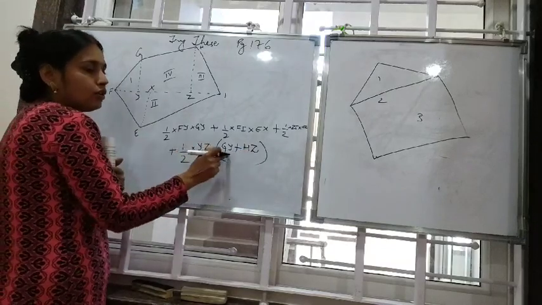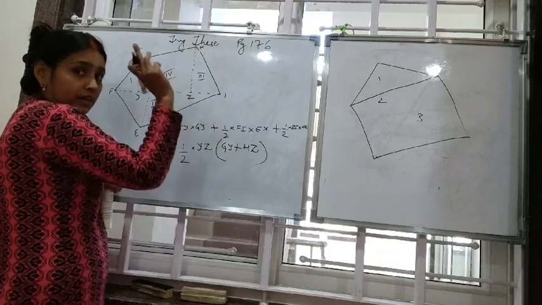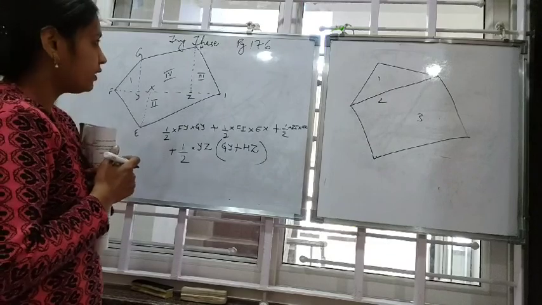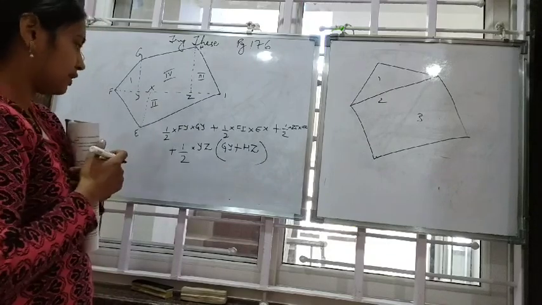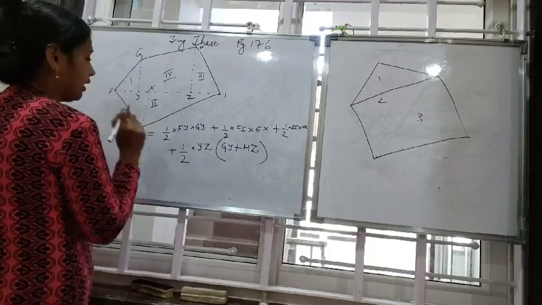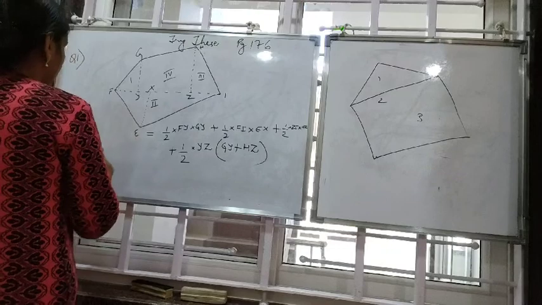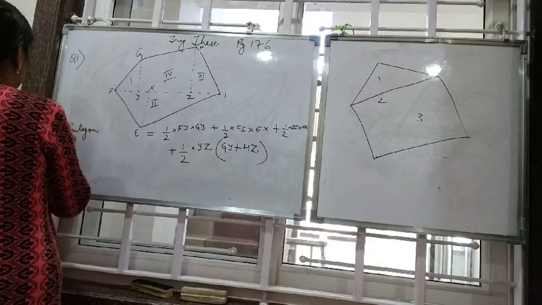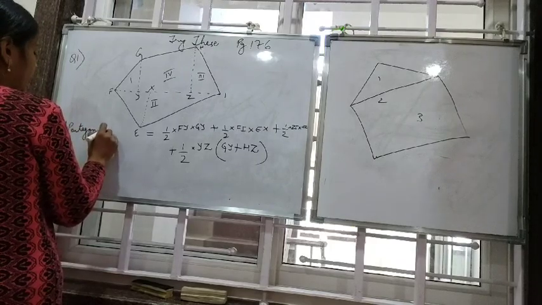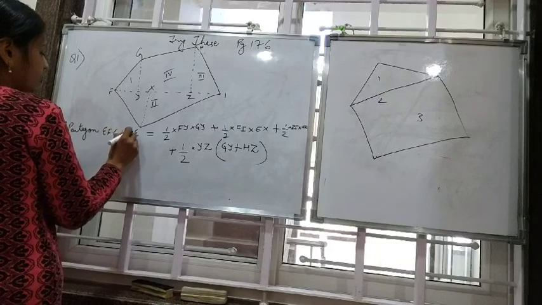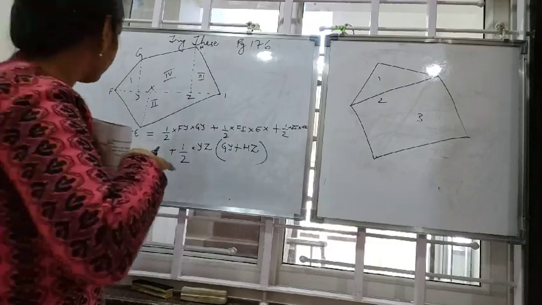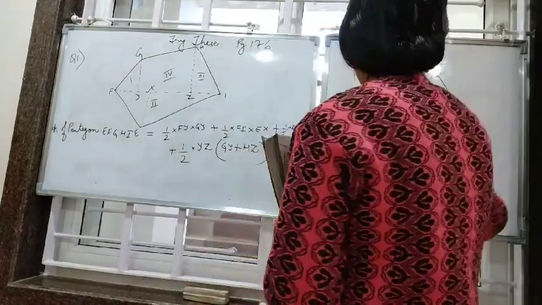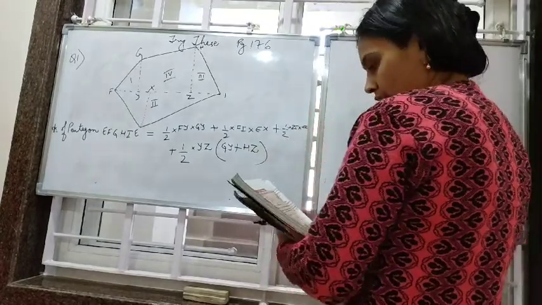Now you remember h into c plus a by 2. We did it in our question how to find the area for the trapezium. Okay, so this is the total area of pentagon EFGHI. So this completes question number 1. We will do directly, children, because we are doing it in the book. Then we go to the next one.